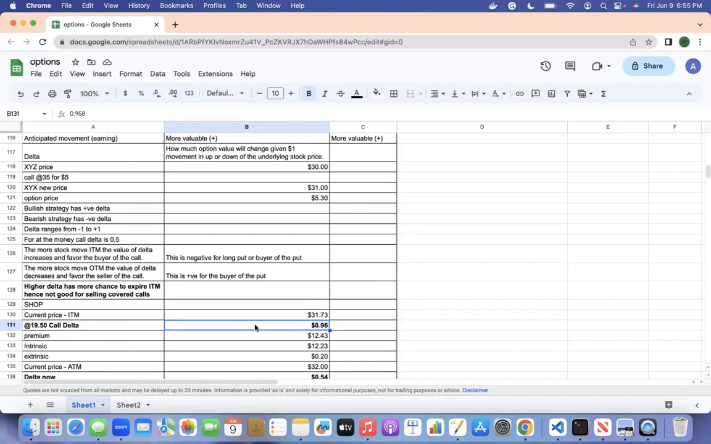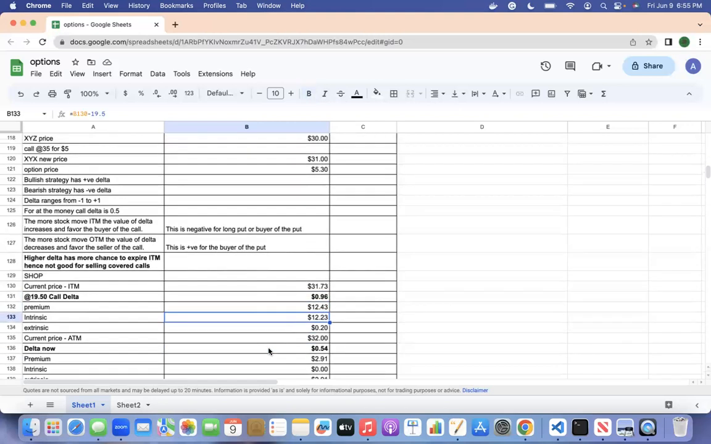So 96%, but basically delta value always moves between -1 and +1, because of the standard deviation and bell curve and all that. But that's the underlying math, which we are not going to go into here. But the higher value of delta close to +1 is good for the buyer of the call. And in this sense, you see that you are already making $12.23 profit, right?